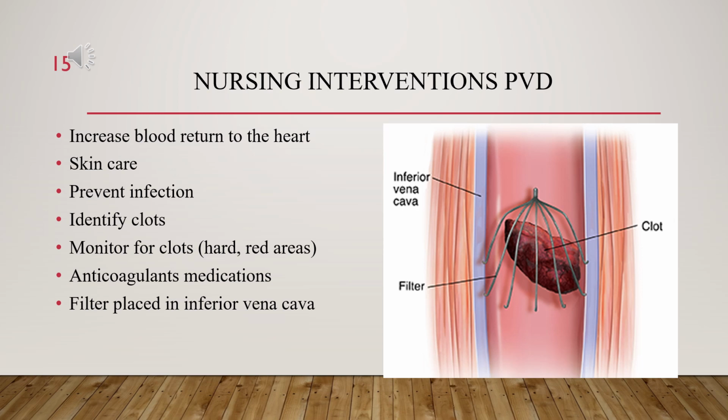Remember, they're going to be hard, red, painful areas, usually in the calf. We're going to be prescribing or giving anticoagulant medications to keep the blood from clotting. And patients might actually need a filter placed in their inferior vena cava. So this kind of catches any clots that might be potentially trying to get into the lungs to cause a pulmonary emboli.